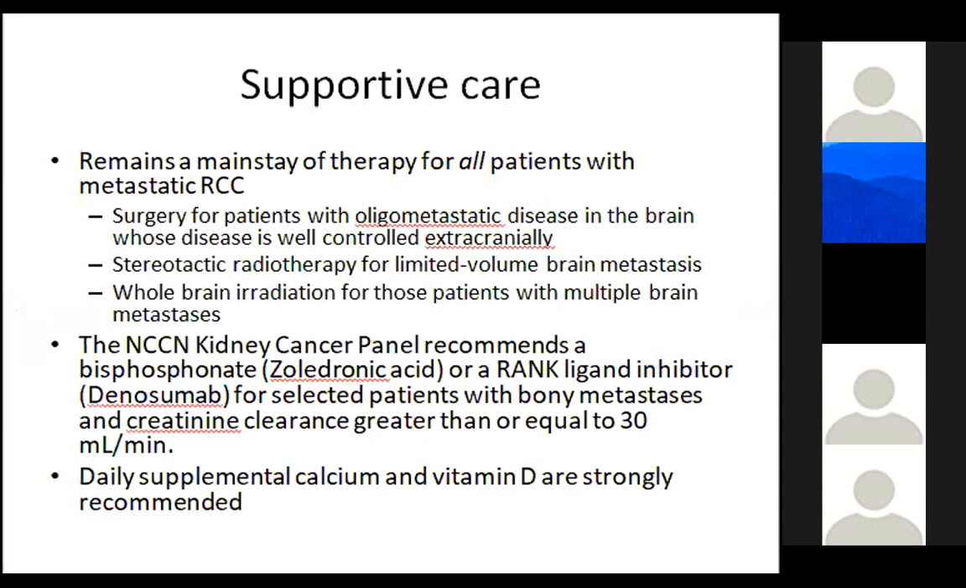The NCCN Kidney Cancer Panel recommends zoledronic acid, a bisphosphonate, or denosumab, a RANK ligand inhibitor, for selected patients with bony metastasis and creatinine clearance greater than or equal to 30 ml per minute. Denosumab was reported to be non-inferior to zoledronic acid in delaying time to first on-study skeletal-related events. And daily supplemental calcium and vitamin D are strongly recommended for bone mets. That ends my lecture.